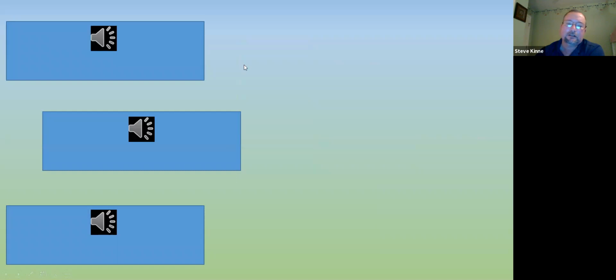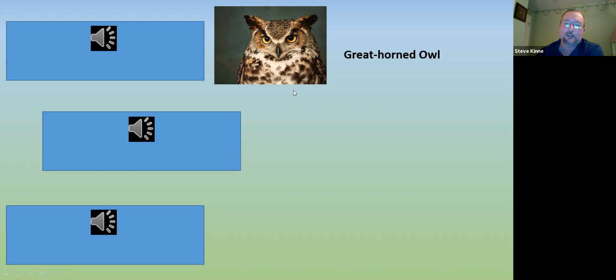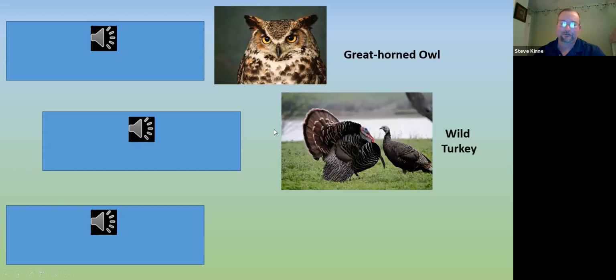So as before, where we heard the barred owl singing its Who Cooks for You, this is a typical great horned owl with its more standard hooting, if you will. How about this one? I think most of you would recognize a wild turkey, with the gobbling and things. So again, most people actually do know a lot more bird songs than they might think.